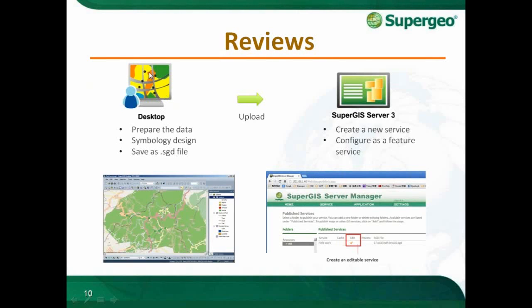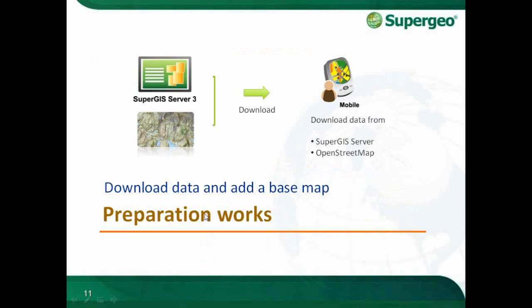Okay, so in this section, let's have some review. We use the SuperGIS desktop to prepare our data and design the symbology, and then we save the file as an SGD file, which is a project file, and then we upload the data to the SuperGIS server and create a feature service, which is an editable service. So this is what we have done in this section. We prepare the data for our fieldwork, and then in the next section, we are going to download the data from the SuperGIS server using the mobile GIS.